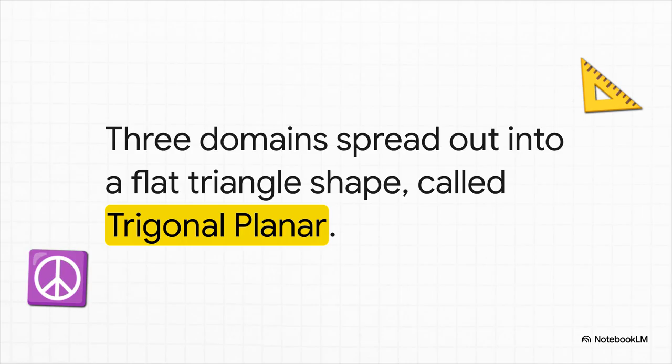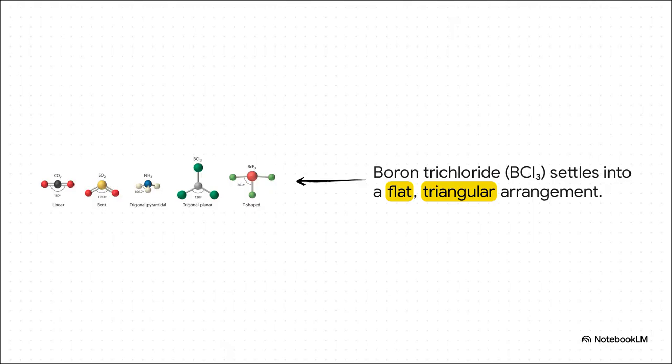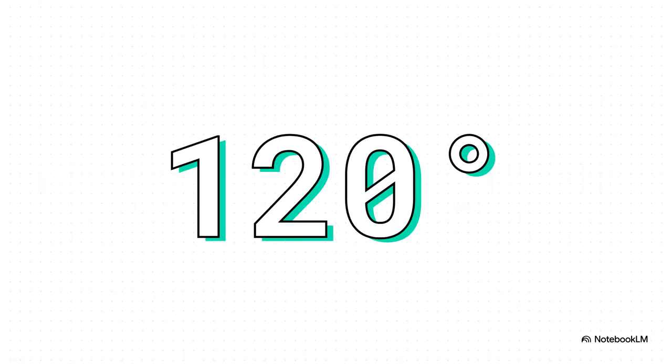Okay, what if we add a 3rd electron domain? How do 3 things get as far apart as possible? Well, they spread out into a flat triangle, kind of like a peace sign. We call this shape trigonal planar. Boron trichloride is a textbook example. The boron in the middle is bonded to 3 chlorines. That's 3 bonding domains, no lone pairs, so they all settle into this perfectly flat triangular shape. And the angle between each of those bonds? A perfect 120 degrees. It's just simple, beautiful geometry.